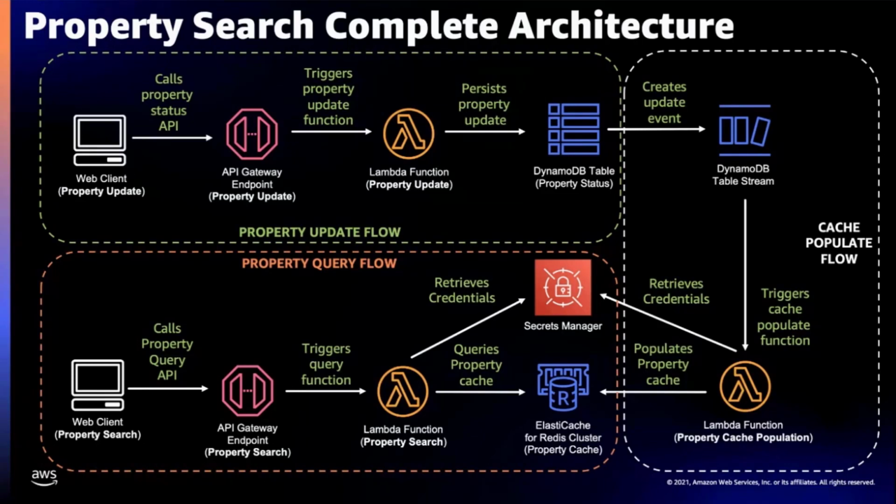They're going to call that property status API up top. They're going to call through API Gateway, which will trigger a Lambda function that's going to update properties. And that Lambda function will write the changes to our DynamoDB table.